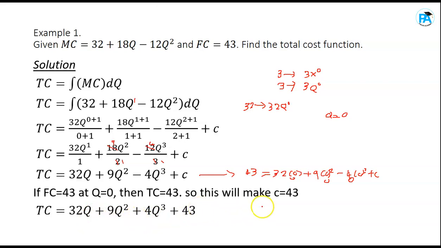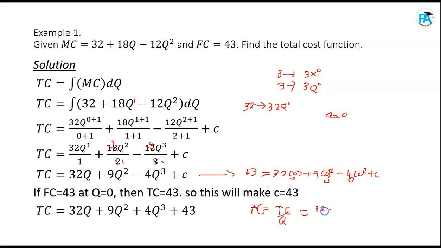Now, if another question had asked you, A, find the total cost function, B, find the average cost function. To find average cost, it's important to know that average cost is always equal to total cost divided by quantity. If you want to find average cost from this, you have to divide through by quantity.